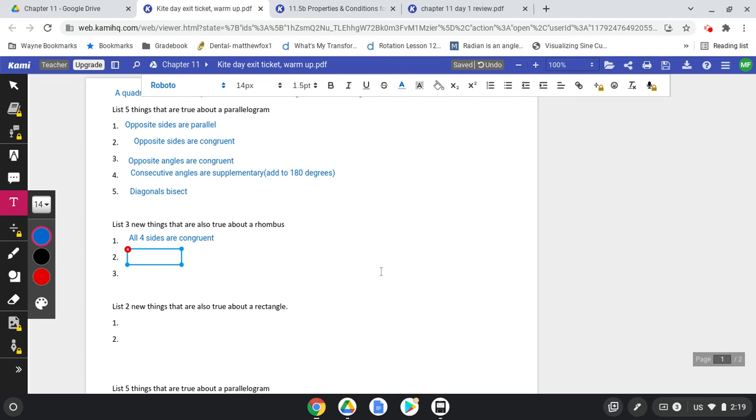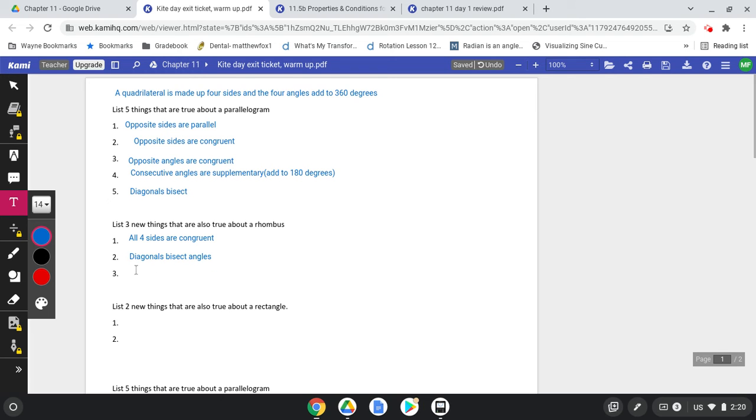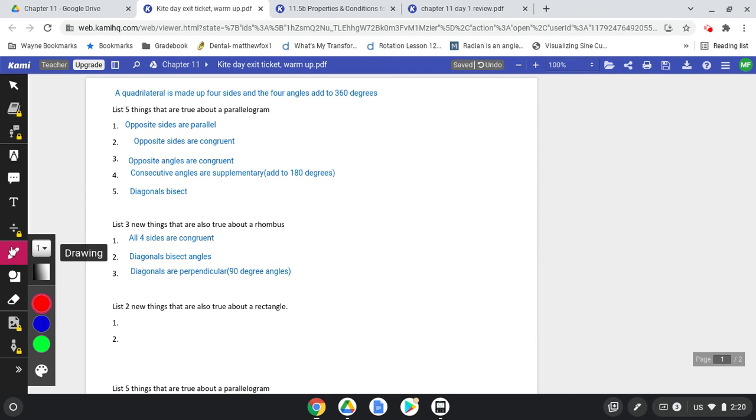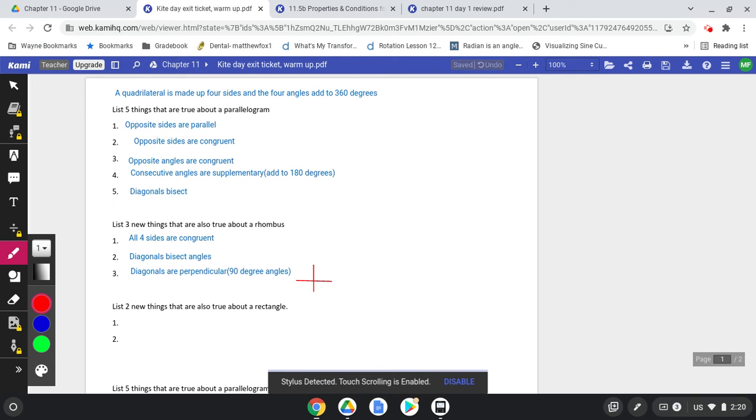Then we also know that the diagonals bisect the angles that you have, and then finally the diagonals are going to be perpendicular. Now, if you don't remember what perpendicular means, maybe put in parentheses 90-degree angles, or the other option is you could draw a picture of that showing you remember they cross forming 90-degree angles like that.